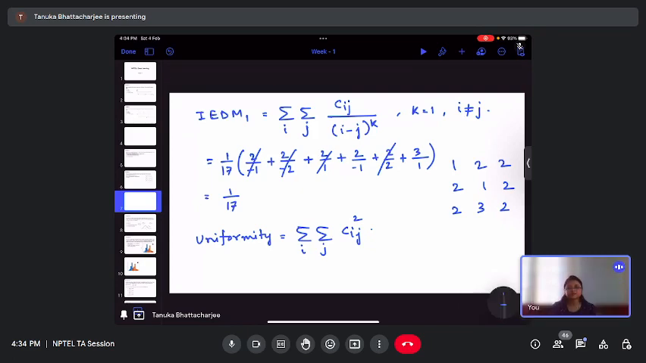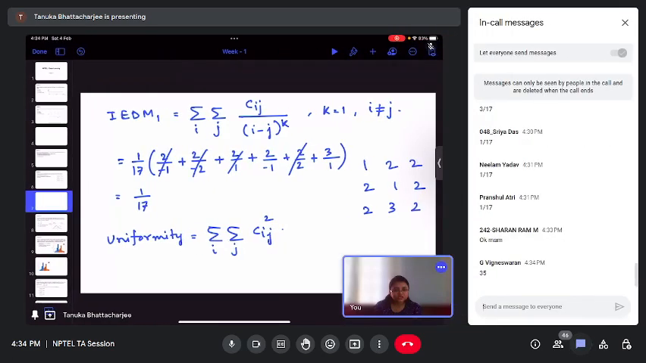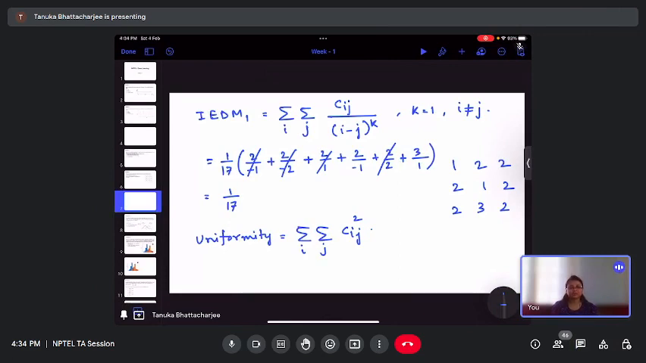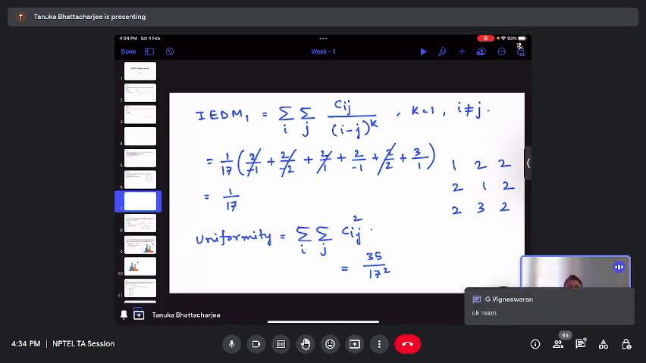Here also you will have to consider the normalized matrix as before. Vigneshwaran, you have written 35, but actually you will have to consider the normalized matrix. So it will be 35 divided by 17 square. Every element you should consider as the normalized matrix, because all the definitions are given in terms of Cij's, where Cij is the normalized Gray co-occurrence matrix.